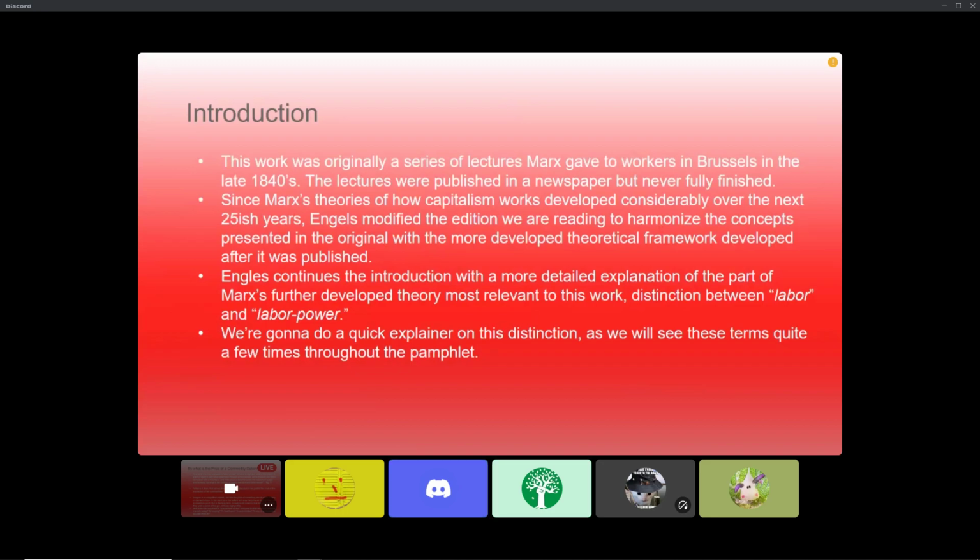But Engels spends the rest of the introduction making a distinction between labor and labor power, because it's one of the big concepts that Marx developed throughout his whole life. It's one of the most important concepts he develops, and it's really relevant to this work. So Engels is like, hey, let's get everybody on the same page and explain the difference between these two very similar sounding concepts.